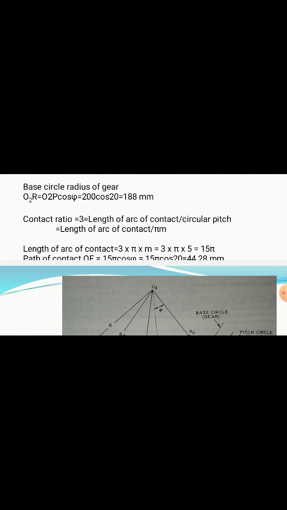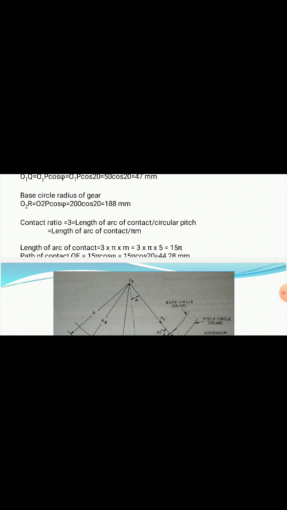So put these values of the arc of contact. Arc of contact is 15 pi. Put this value here, 15 pi into cos phi, where phi is given as 20. So with this given data, it comes as 44.28 millimeter.